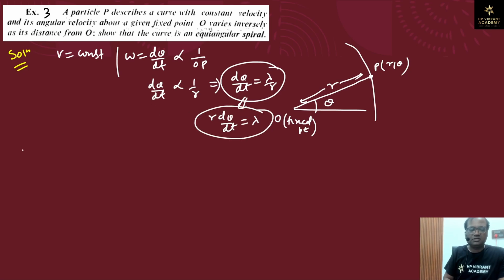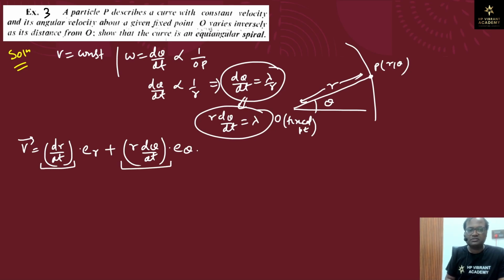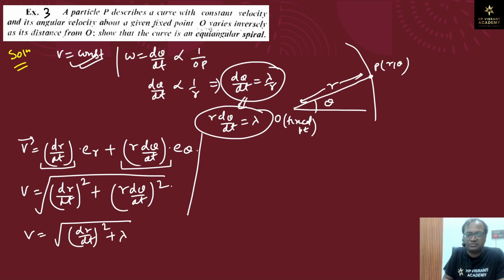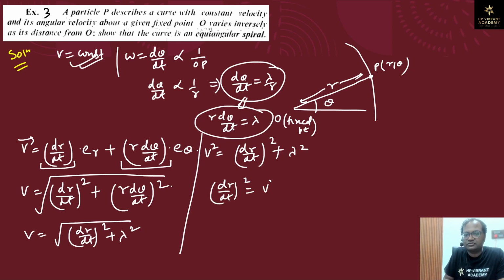Okay, so the velocity is given as a linear combination of the radial component dr/dt into e_r plus the transverse component r d theta/dt into e_theta. So the velocity is given by the square root of (dr/dt) whole square plus (r d theta/dt) whole square. This is our velocity and velocity is given as constant. So v is equal to the square root of (dr/dt) whole square plus (r d theta/dt), which is lambda. This is also constant. So v square is equal to (dr/dt) whole square plus lambda square. So (dr/dt) whole square is equal to v square minus lambda square.